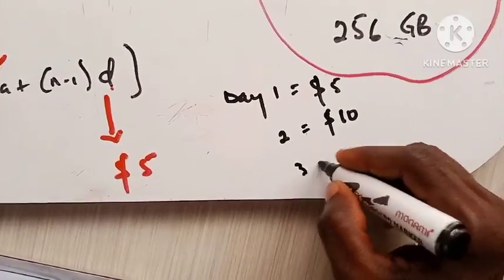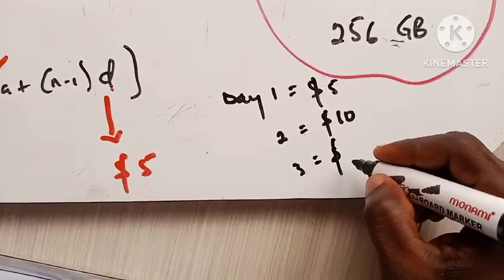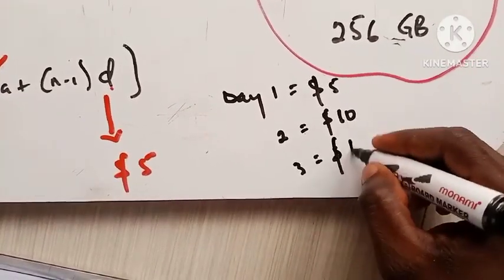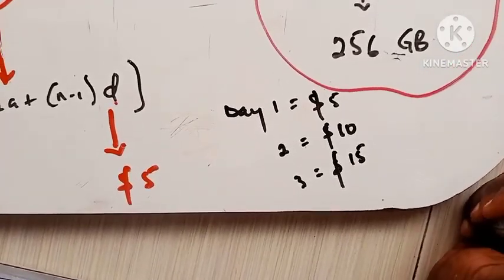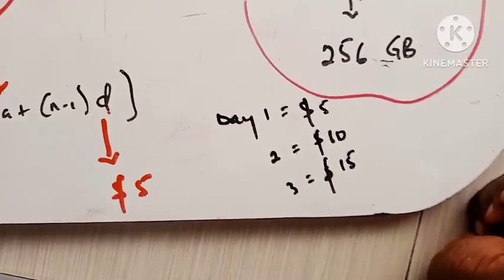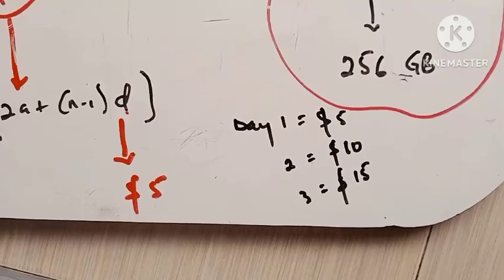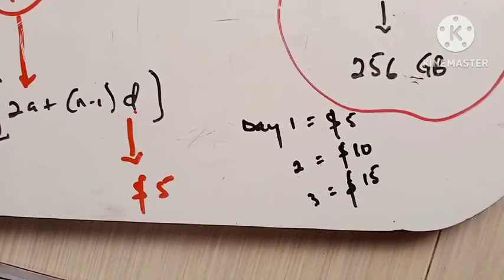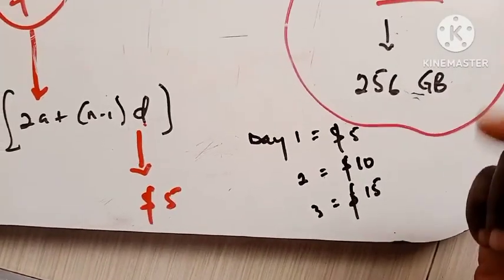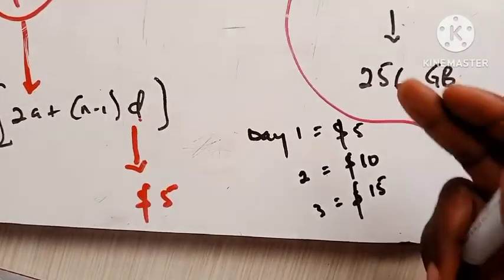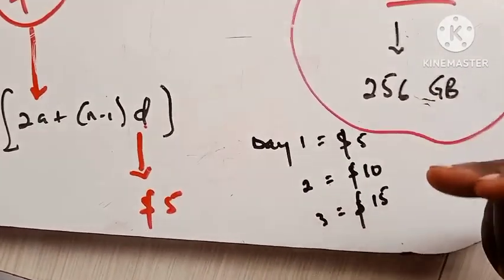On day 3, I think you can follow the trend now. Adding 5 to this, you have to save $15. The days don't even need to be on a regular basis. If you are someone who doesn't receive money on a daily basis, you don't need to worry. You can jump in between.